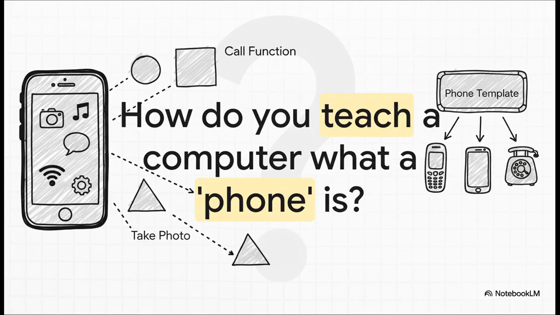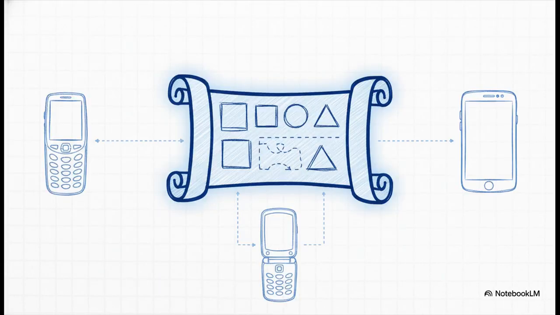You can't just show it a picture and hope for the best. You need a system, a way to define what a phone is and what it does, not just for your phone, but for any phone that could ever exist. And that right there is the exact problem that classes and objects were made to solve. Okay, let's really get into this. And the solution? It's actually pretty brilliant.